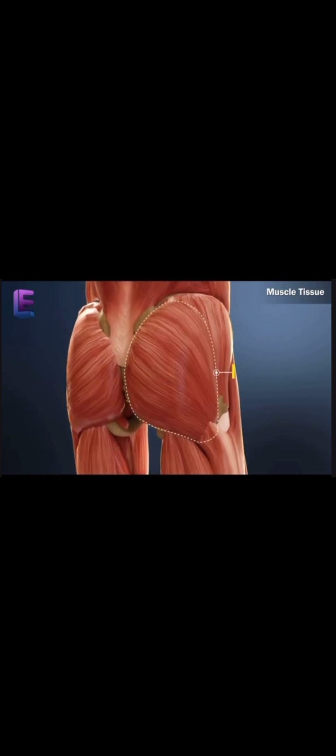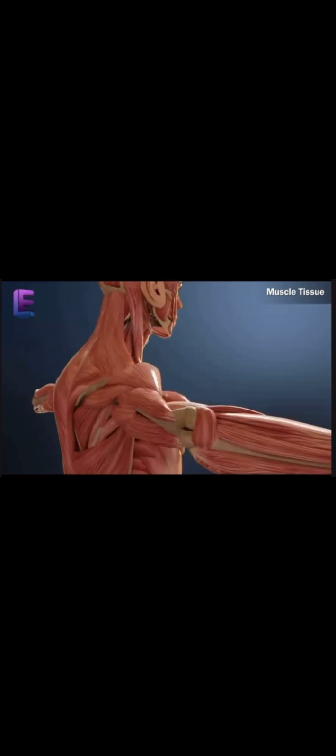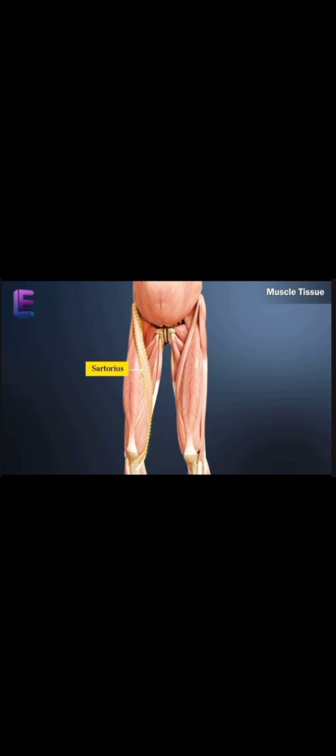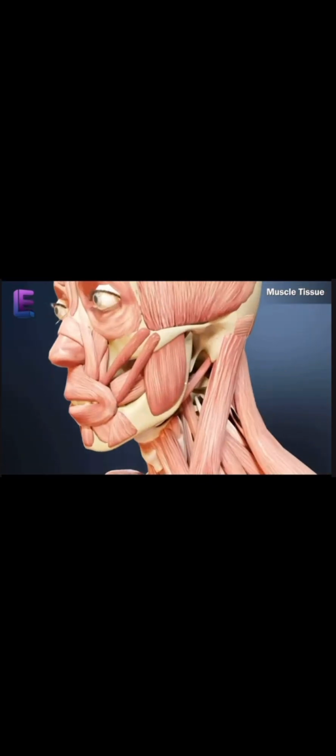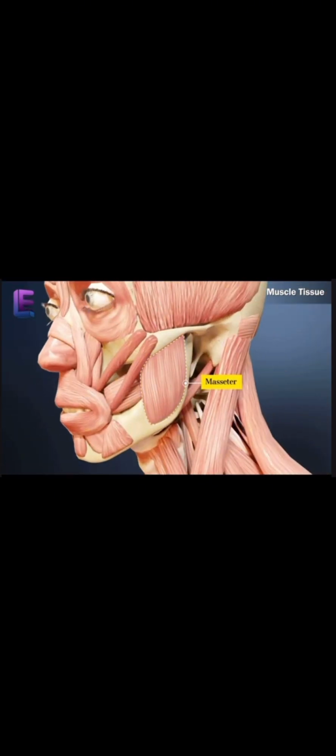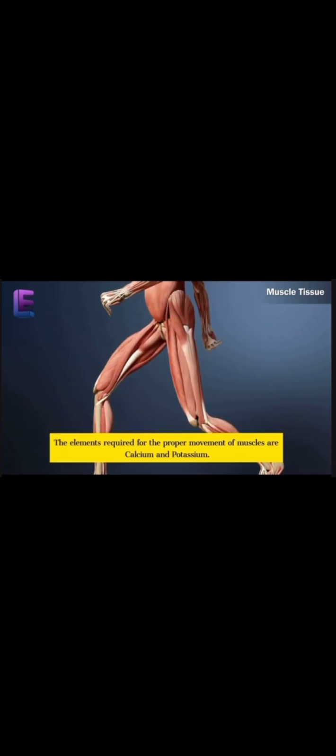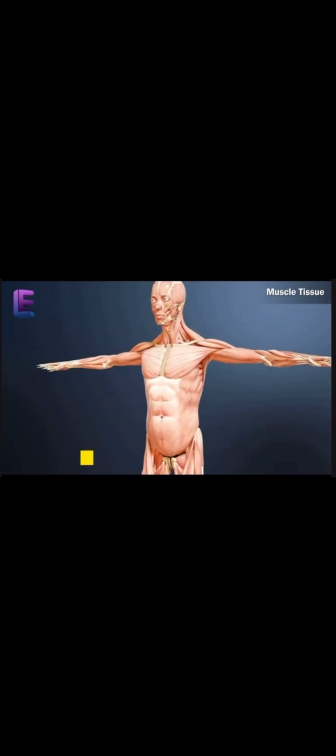Muscles are the structures that help in the movement of the bones. There are 639 muscles in the human body. Gluteus maximus is the largest muscle. The smallest muscle is the stapedius, while the longest muscle is the sartorius, and the strongest muscle in the body is the masseter. The elements required for the proper movement of muscles are calcium and potassium.